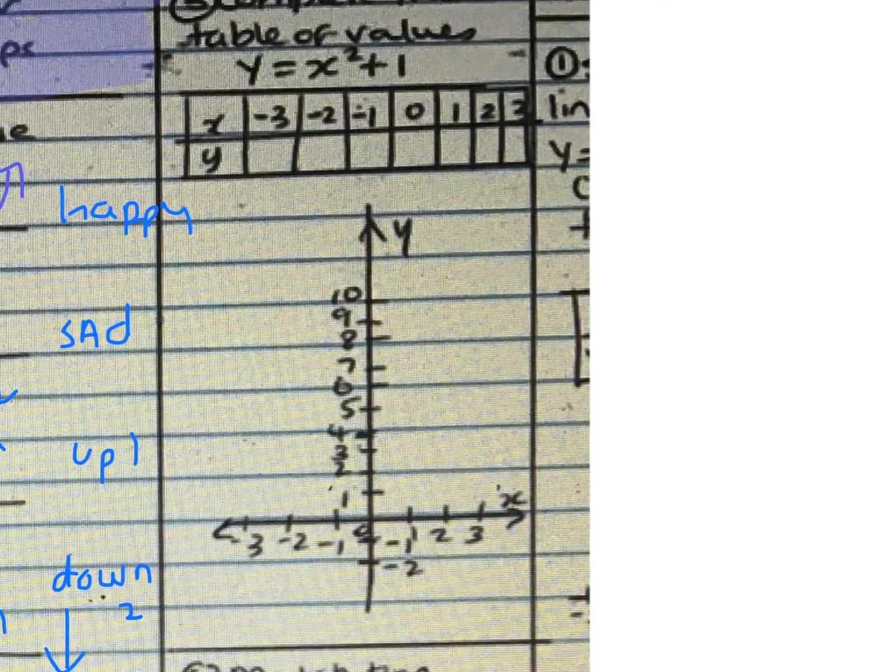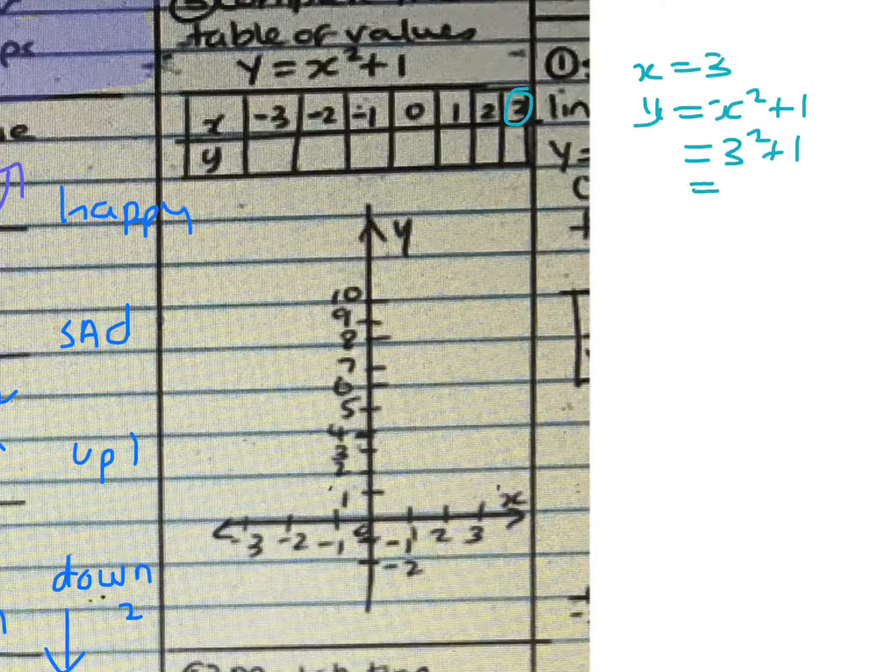So this one. Okay, so let's fill out that table of values. I'm going to start at the positive. So first we're going to put in x equals 3. So that's y equals, now the rule is x squared plus 1. So you go 3 squared plus 1. 3 times 3 is 9, plus 1 will give you 10. So the first one in there will be 10.